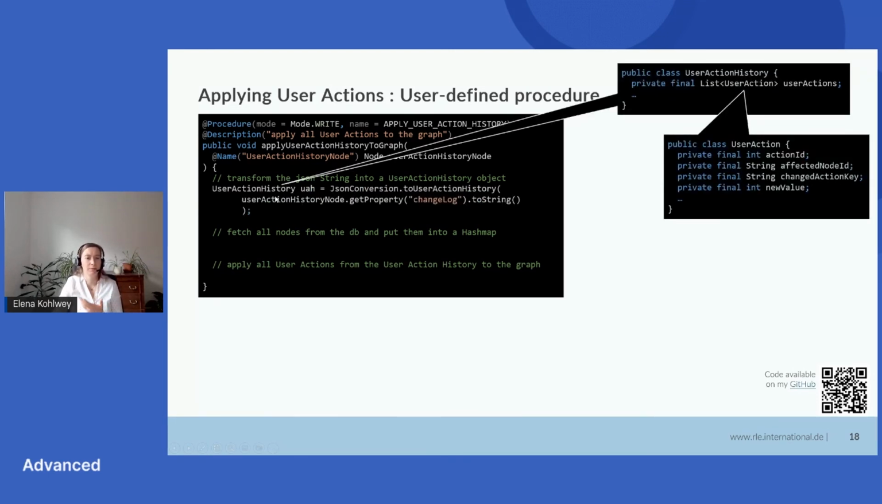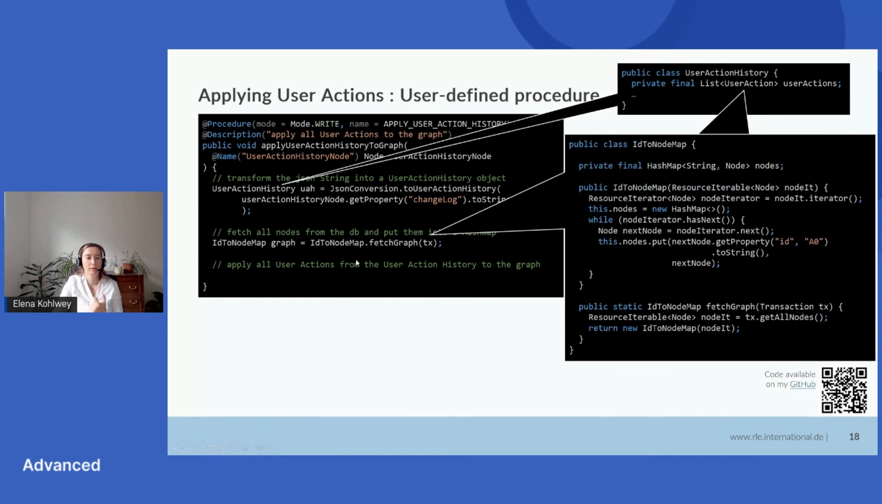So again, we have the three things we need to do. We need to get the JSON. Then we need to fetch all the nodes, or also look for the nodes from the database, and then apply everything. My user action history object looks the same as in the previous slide. Just the conversion looks a bit different because I can get the string directly from the node using the node functions like getProperty. What I then do is I fetch the graph and put it into a hash map so that I can quickly address the nodes. I can get a node very quickly by ID without it taking long.